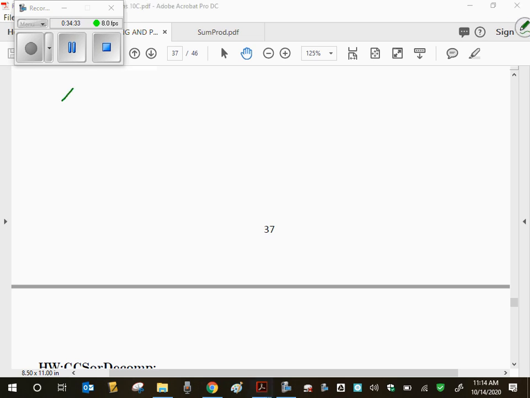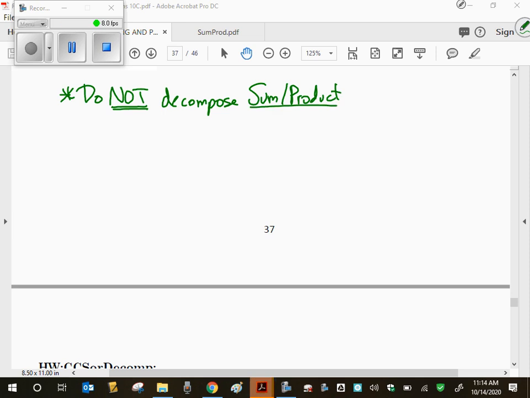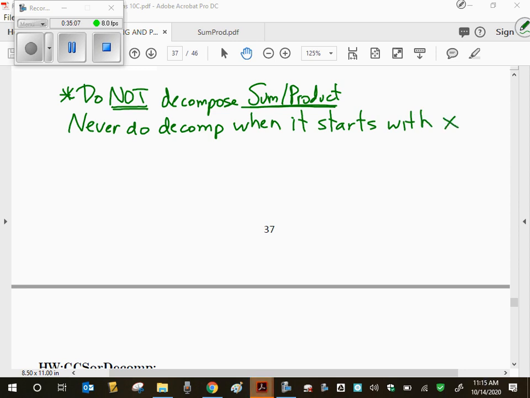And the heading is going to be, I already talked about it: do not do decomposition, sum product. Never do decomposition when it starts with x squared. Everyone write that down, please. Thank you. Forget the homework.